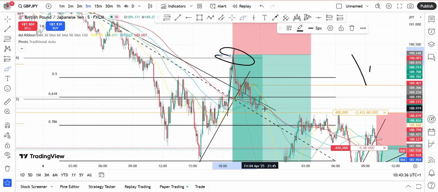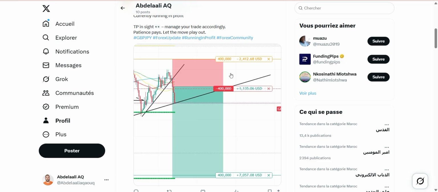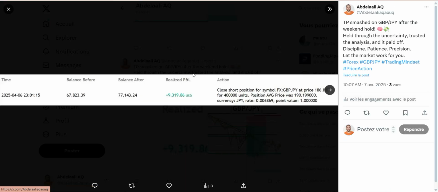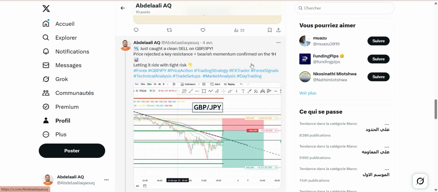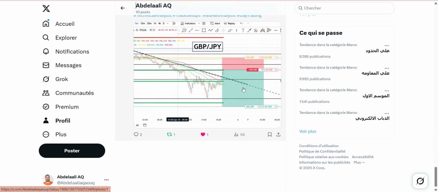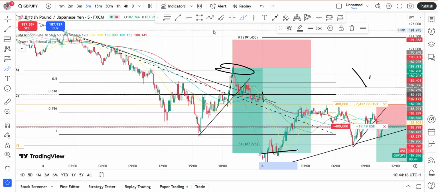Okay, and it comes here at the end of the Friday, and here I took my profit holding over the weekend. Okay, because I published it here on X. Okay, so everything is here on X. It's time, everything is transparent, whatever. So yeah, so this is the strategy, guys. Okay, sorry. This is the strategy.